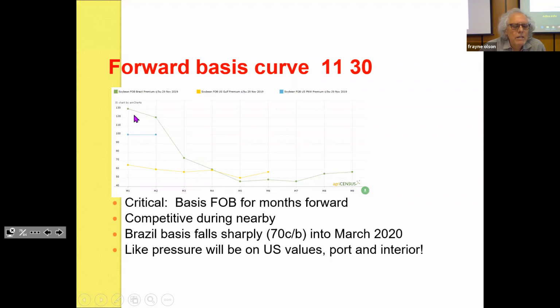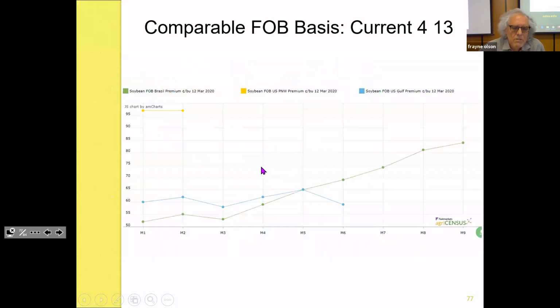Okay, so back in November, December, it was about $1.20, $1.30 over. Harvest time is going to about 50 over. So this yellow line is the US Gulf basis, and this is the basis at the PNW at that time. So you'll notice here from November to December, there's substantial downward pressure on the basis in Brazil, which ultimately puts downward pressure on the basis in the United States.